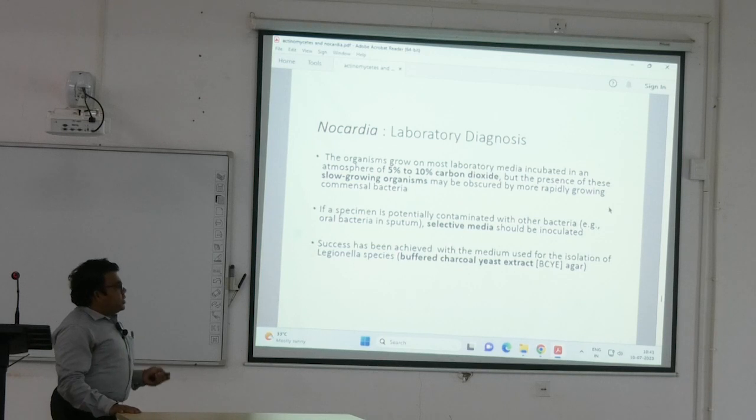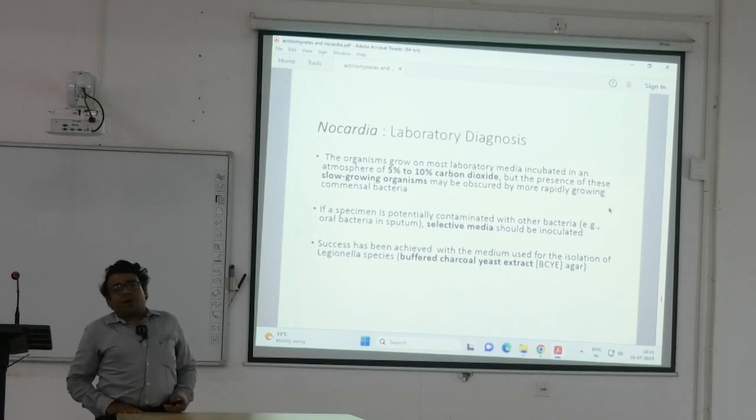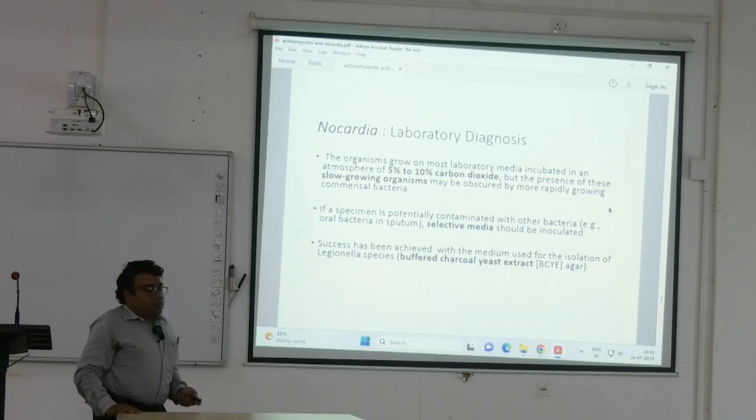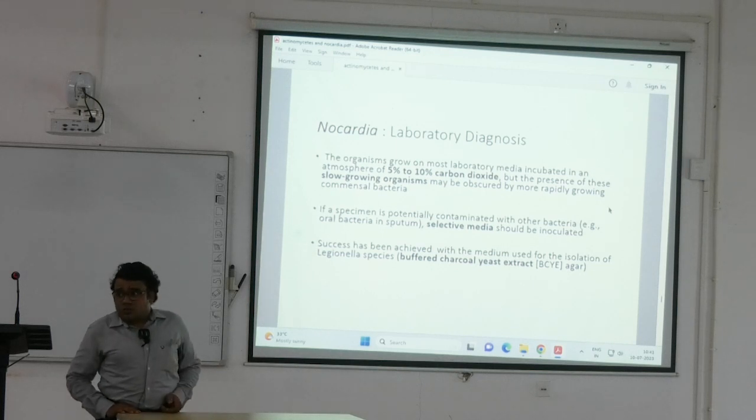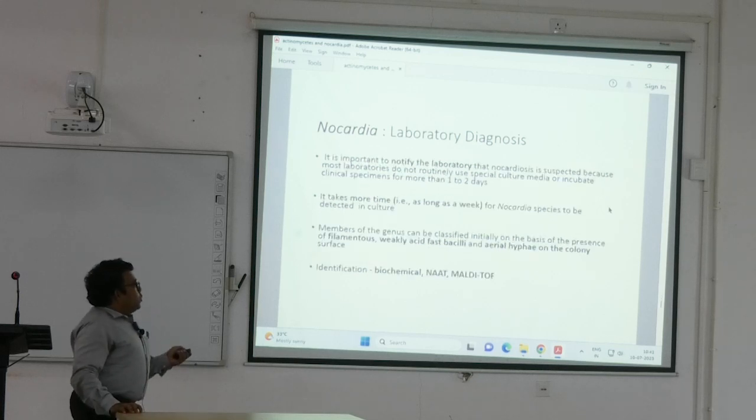They grow on many selective agars. Because commensals may grow, selective agar is used. A very commonly used selective agar is buffered charcoal yeast extract agar. This agar is also used for Legionella.